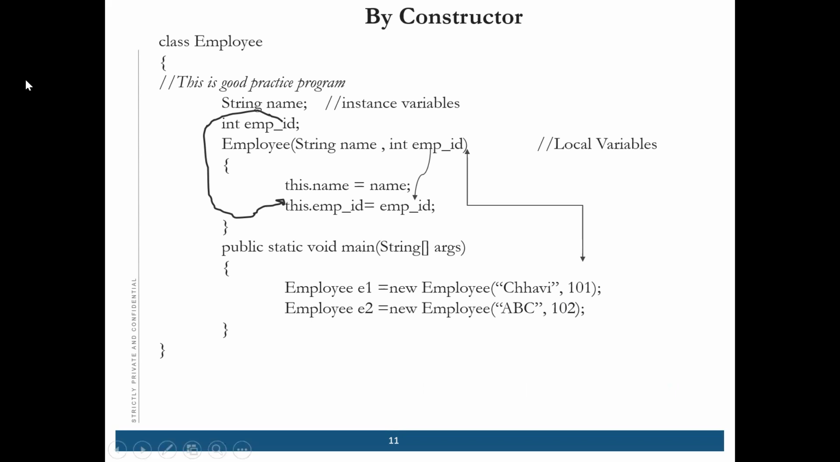The instance variable is also called name, and the local variable has the same name. When local variables and instance variables have the same name, the this keyword is used, because the compiler will get confused about which variable you are talking about. That's why we use the this keyword.